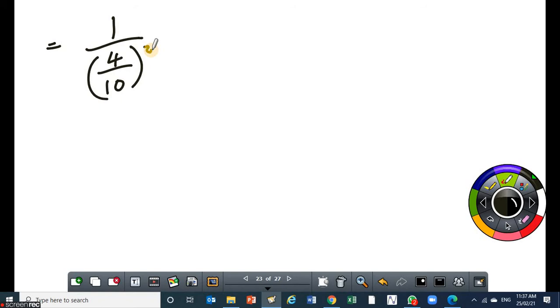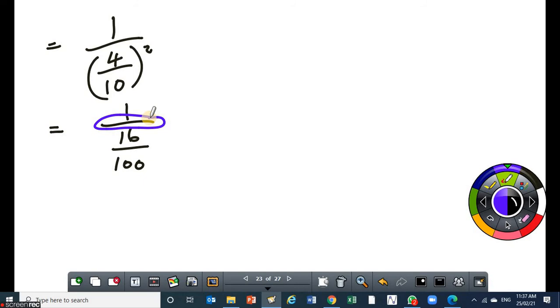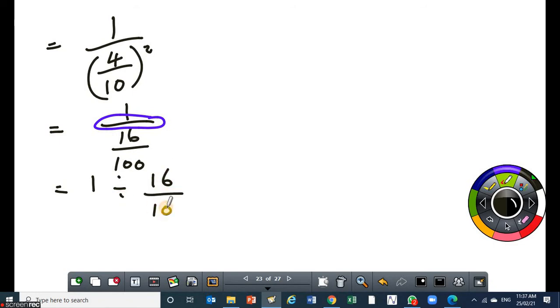Once I get here, I'm almost there. And remember, in a question like this, you are not supposed to use a calculator. You have to show all your working. So this becomes 1 over 16 over 100. Now, your main division line here is this one, so you have to convert that to a division sign to make things easier. So we end up having 1 divided by 16 over 100. The denominator there is a 1. Then we introduce multiplication and we invert those two.